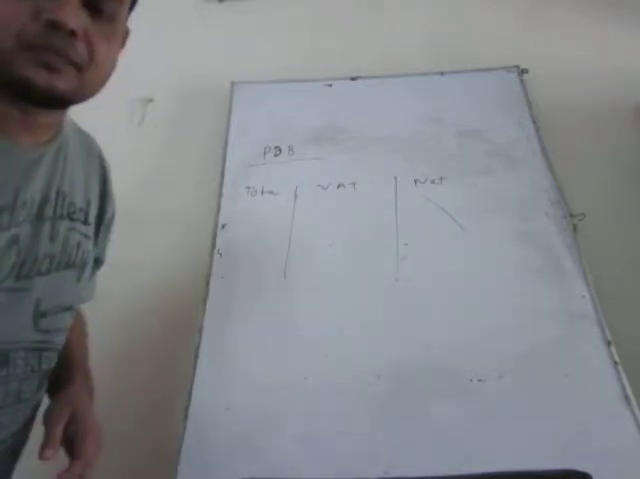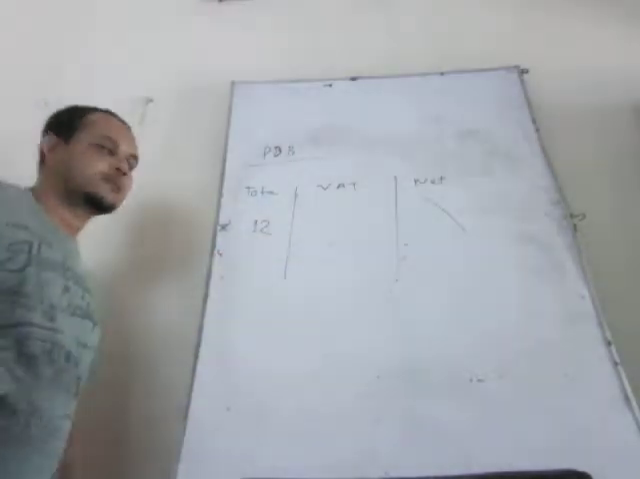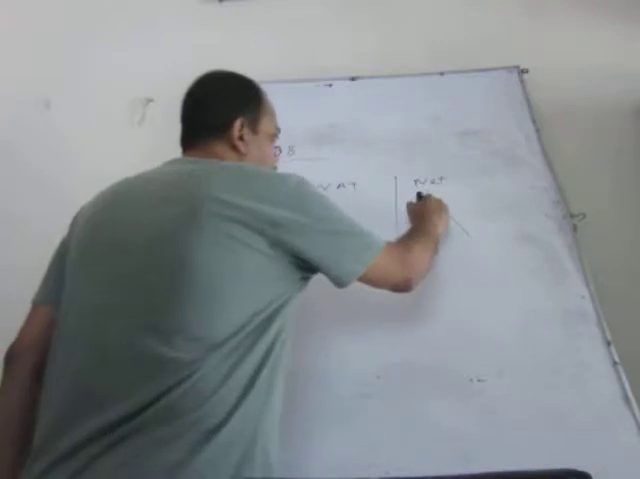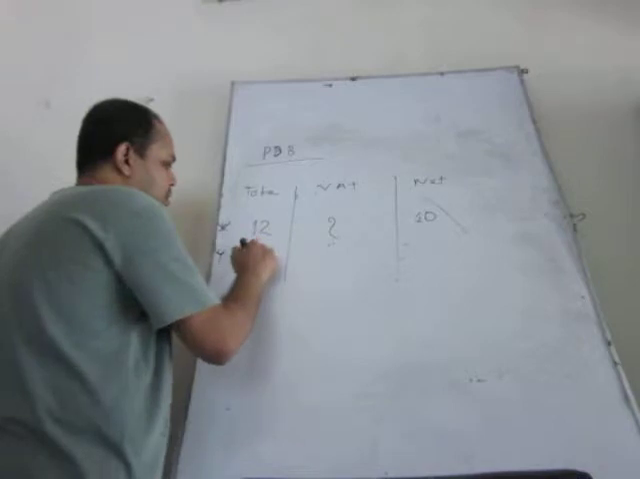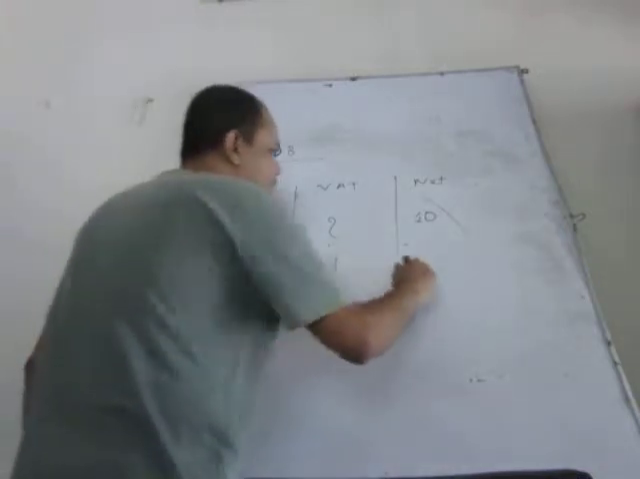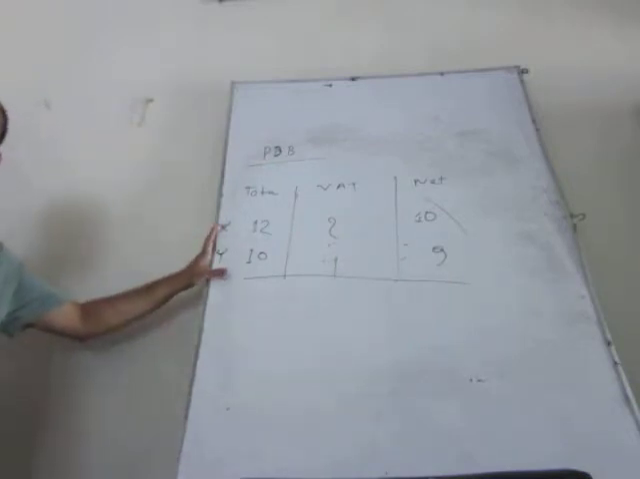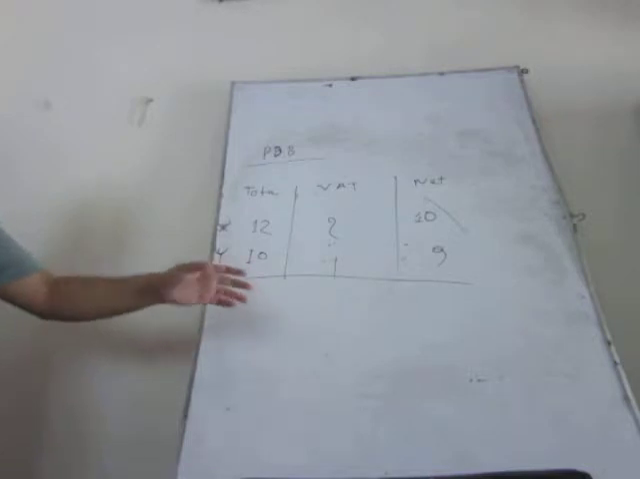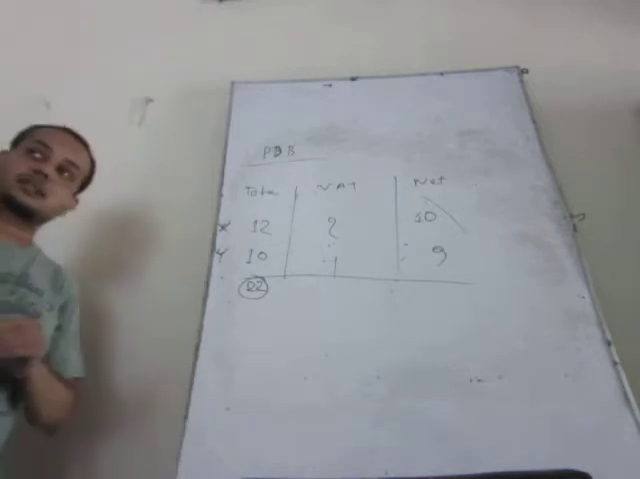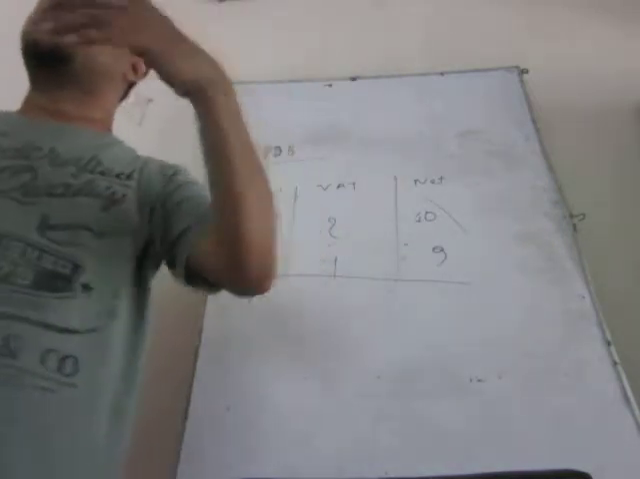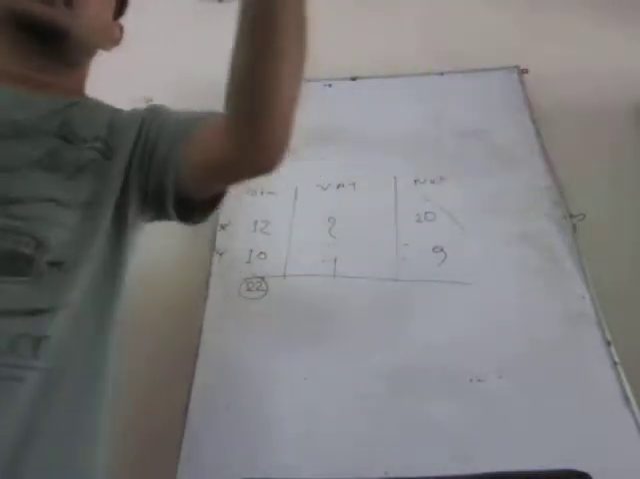Suppose today you purchase from Mr. X $12. VAT was $2, net purchase was $10. From Y, you purchased, suppose, $10, VAT is 1, net 9. If this is the picture of your organization for this month, what does it mean? This 22, we have already discussed. That is, the purchase day book actually represents all kinds of credit purchases committed by the business organization from different suppliers.